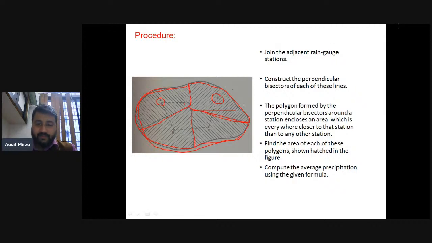In this statement, it is written: join the adjacent rain gauge stations, and construct the perpendicular bisector of each of these lines. The polygon formed by the perpendicular bisectors around a station encloses an area which is everywhere closer to that station than to any other station. Find the area of each of these polygons, shown hashed in the figure. Compute the area average precipitation using the given formula.